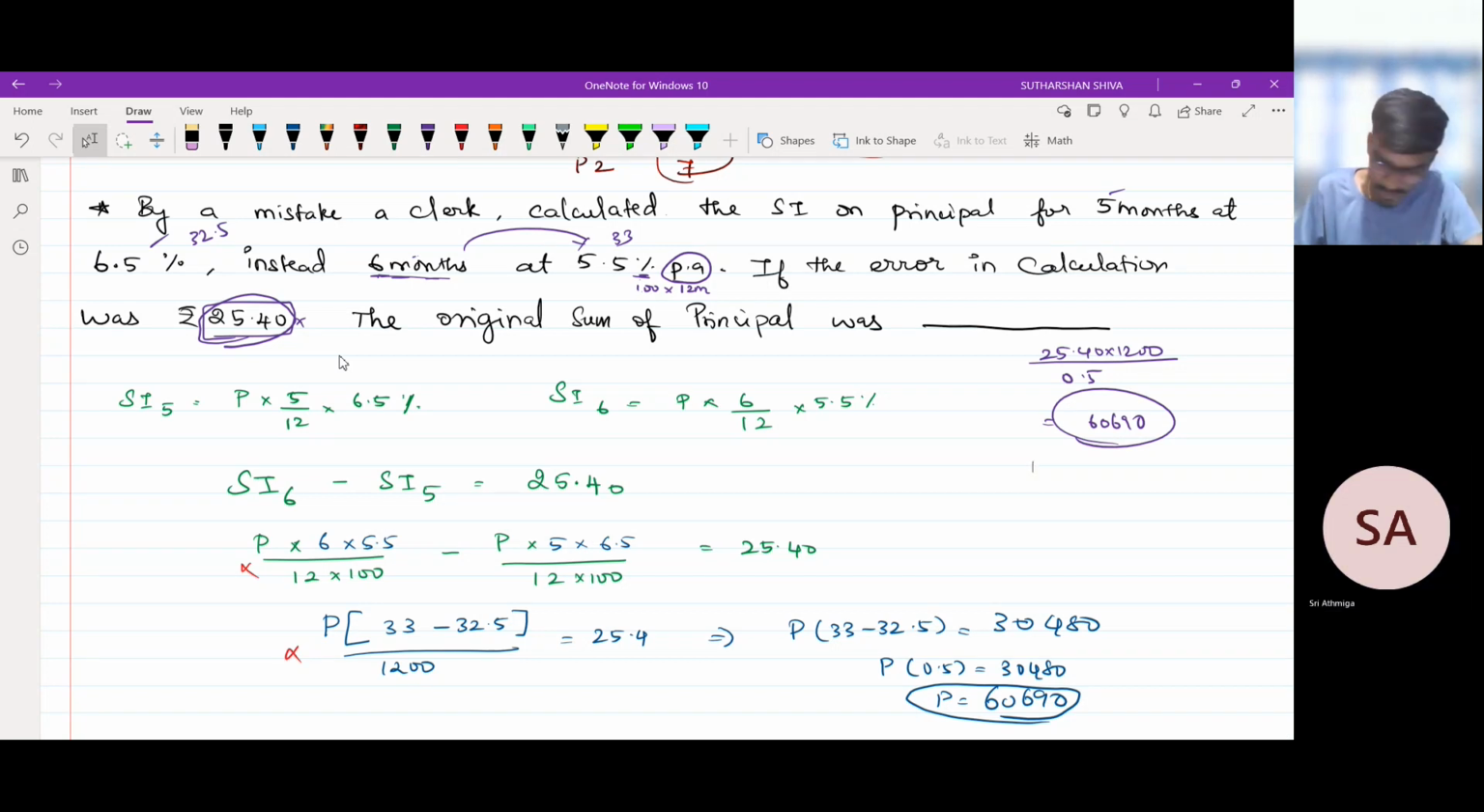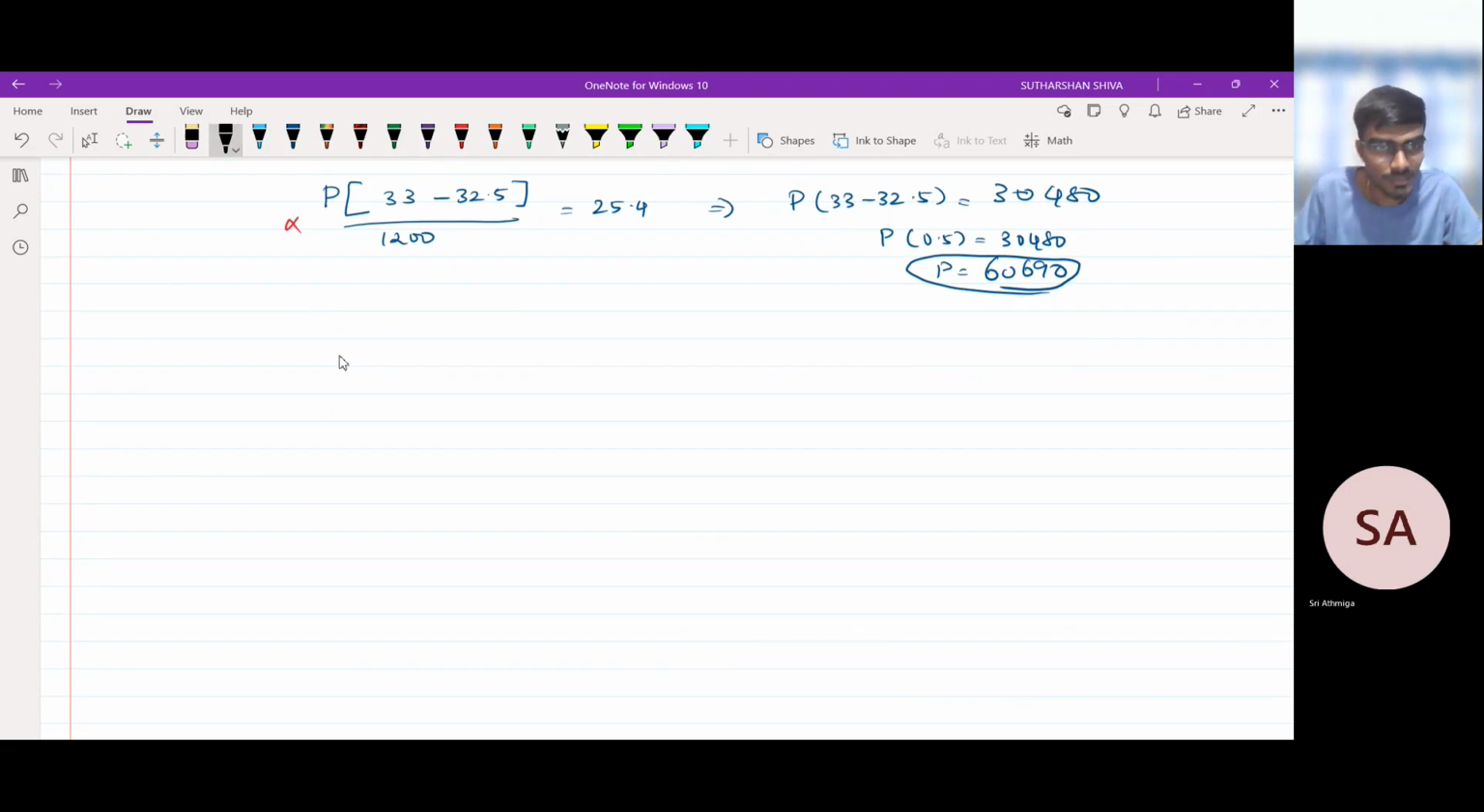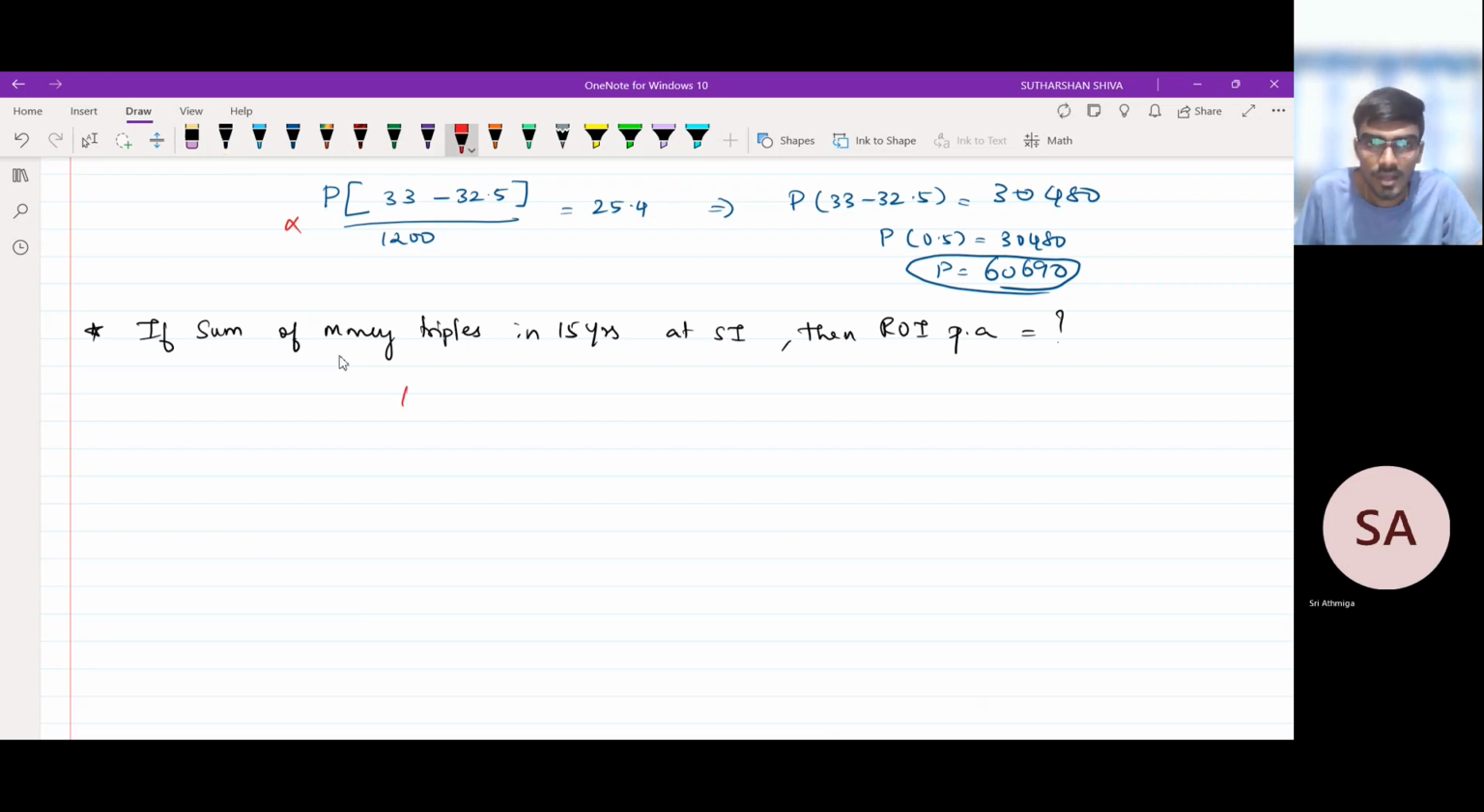Yes, sir. Good. The last question of the simple interest problems. If a sum of money triples in 15 years at simple interest, then what is the rate of interest they are asking? If they give the rate of interest, you will easily find out. What is the formula? 100 by R. For triples means it is nothing but 200 by R for the amount of years.